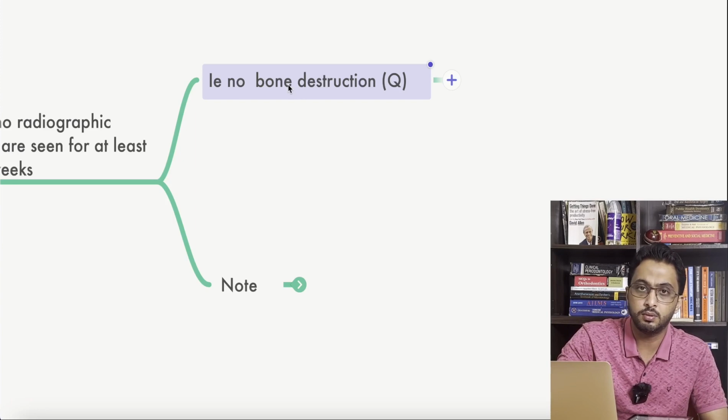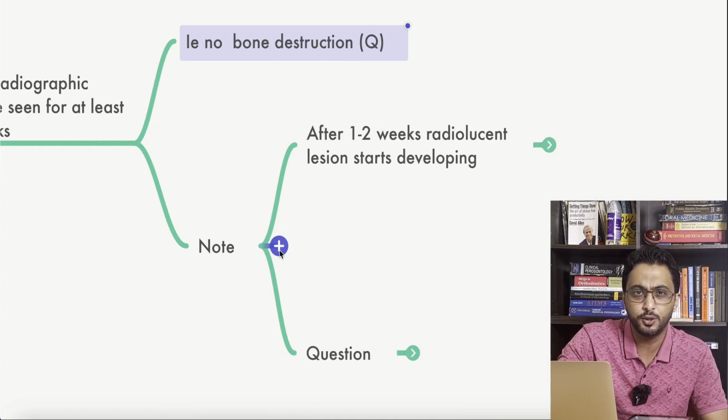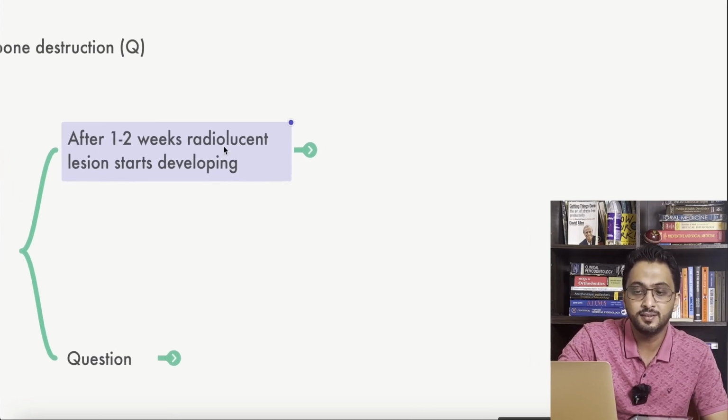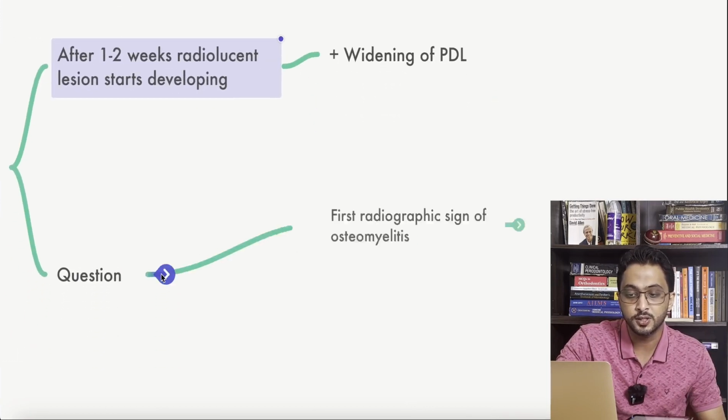In the early phase of acute osteomyelitis, all are seen except, so basically no bone destruction is seen. Please note that. Now, what is actually seen? The trabeculae, that's very important. After 1 to 2 weeks, the radiolucent lesion starts developing. I'll give you a question also on what is being asked. Still there is no bone destruction as such, but a slight radiolucent lesion comes.